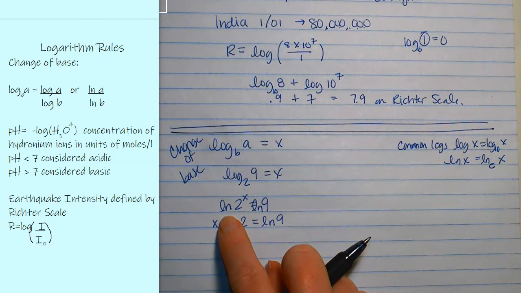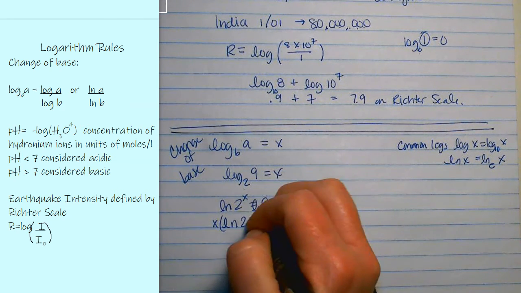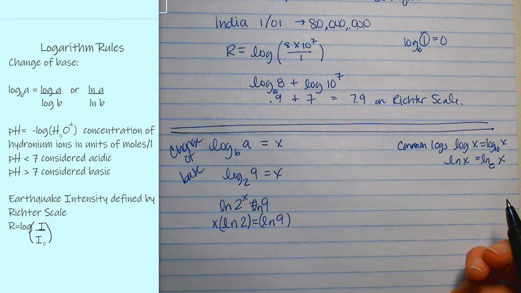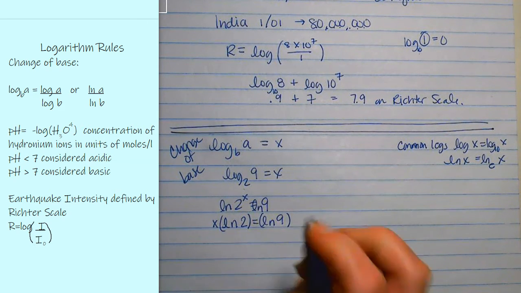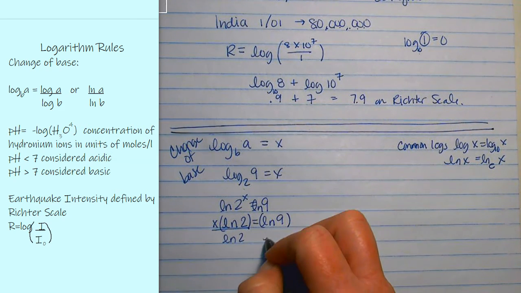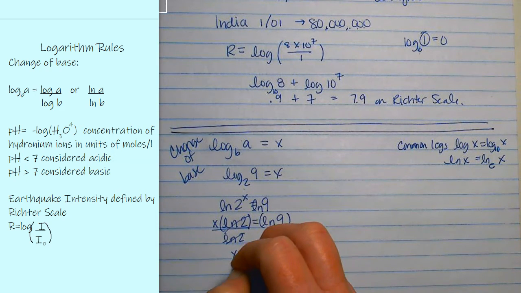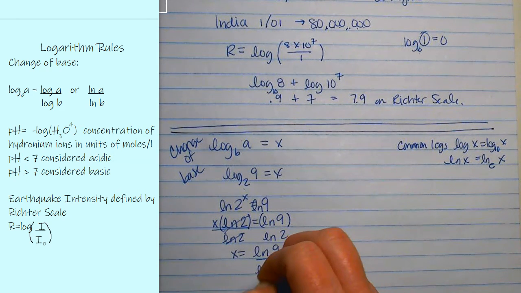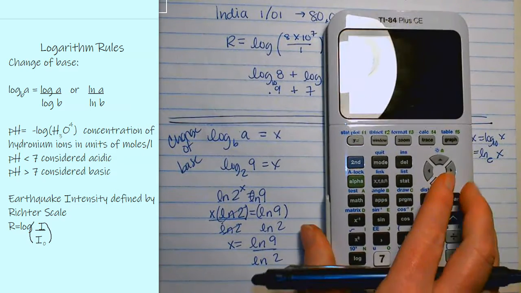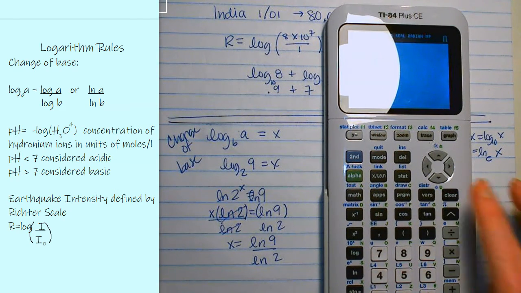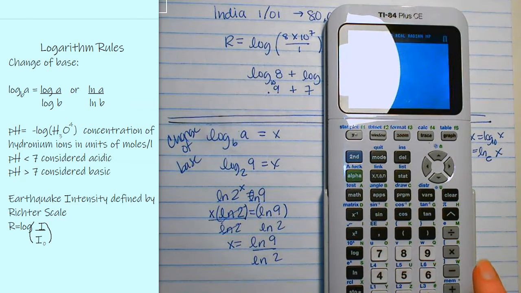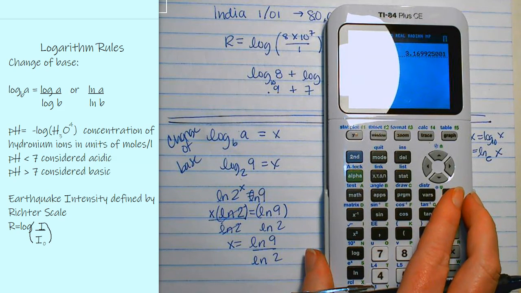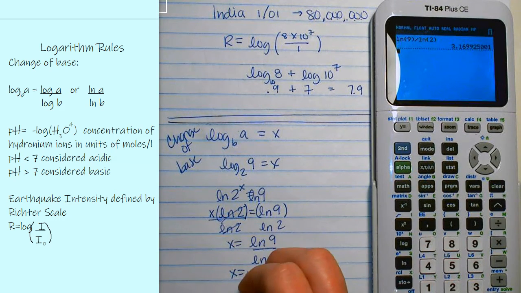This is the first time you see me take the logarithm of both sides, but that's something we're going to do very soon a lot. Now, natural log of 2 is a number, the natural log of 9 is a number, and I've got x multiplied by this one. So if I divide by the natural log of 2 on both sides, this one cancels, and I have x equals the natural log of 9 over the natural log of 2. On the calculator, I can do that quickly. I can say natural log of 9 divided by the natural log of 2, and I get 3.170.